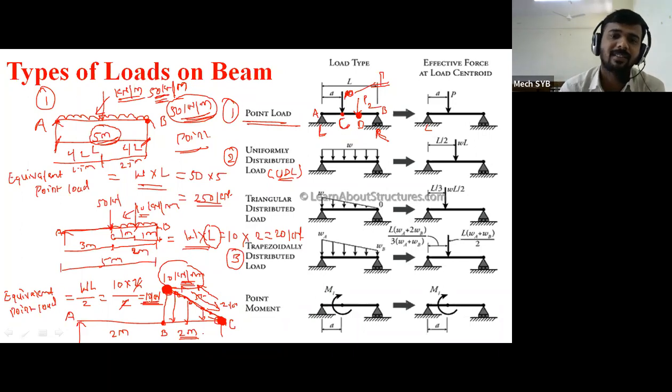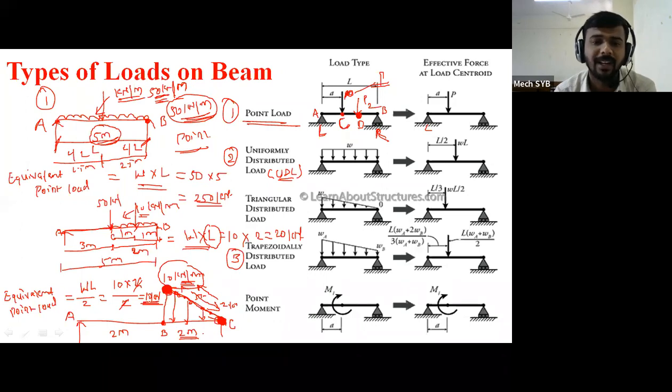Then where it acts: after converting a UDL into a point load, it will be applied at L by 2 distance from the left side and L by 2 distance from the right side. Just as in UDL we take exactly the center, what about UVL? What are their distances? Those distances are L by 3 and 2L by 3.